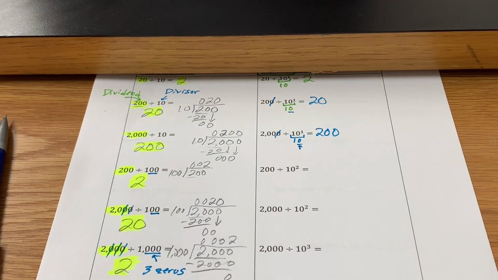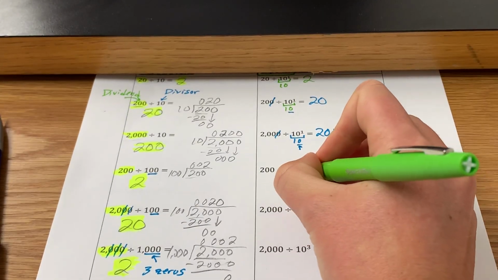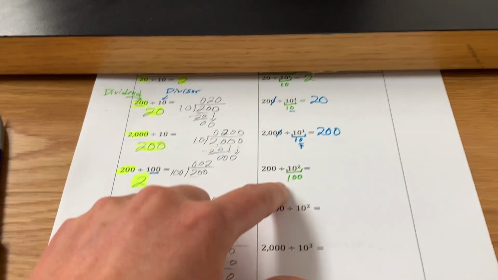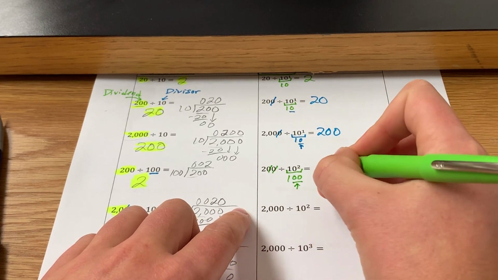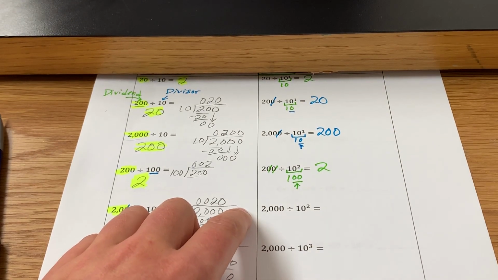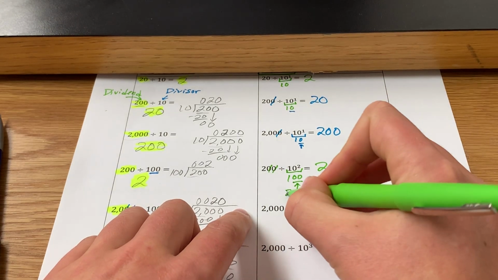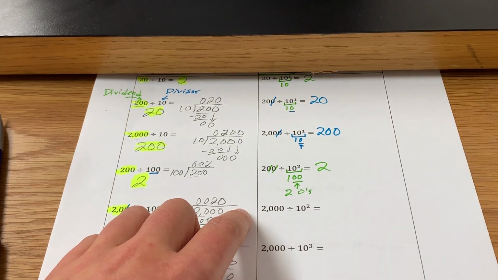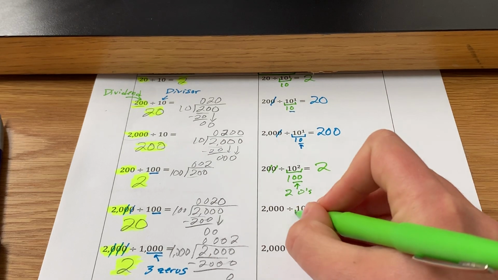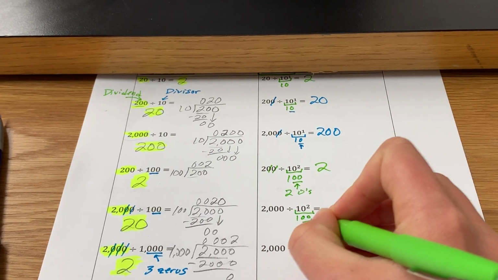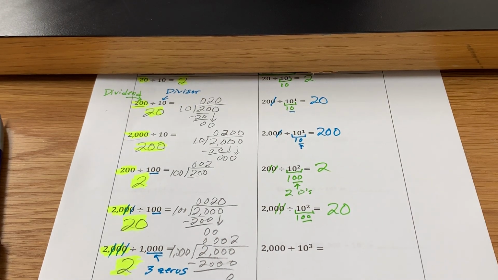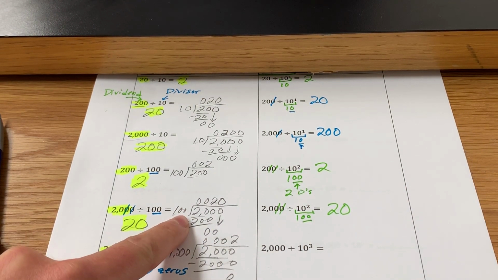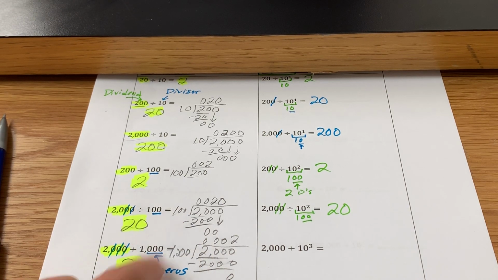Let's take a look at 10 squared. So I know 10 squared is 10 times 10, which is 100. It's 1 with 2 zeros. I have 2 zeros here, so I'm going to eliminate 2 zeros there, and that is indeed my quotient. So I have 2 zeros, so I eliminate 2 zeros. 10 squared, again, is 100. I have 2 zeros, so I will eliminate 2 zeros, and my quotient is 20. If you're not convinced, you can look over here. We did 2,000 divided by 100, and we got 20.